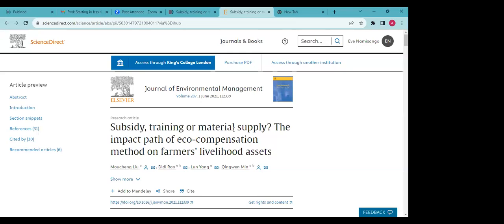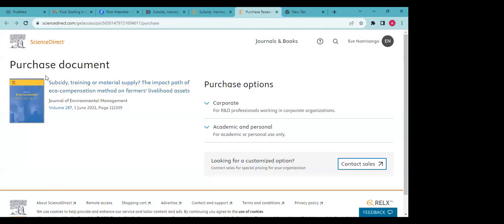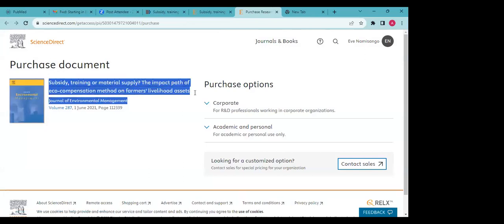So I was saying that mine is just on that. When you click and they're saying maybe you need to purchase, sometimes we were told you can just highlight that heading. I'll highlight that heading, you copy. After copying, you open what we call Sci-Hub. You paste the heading on the Sci-Hub. The Sci-Hub will be able to give you that article for free.